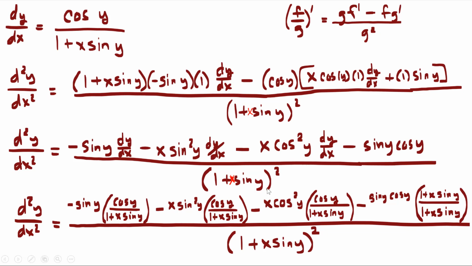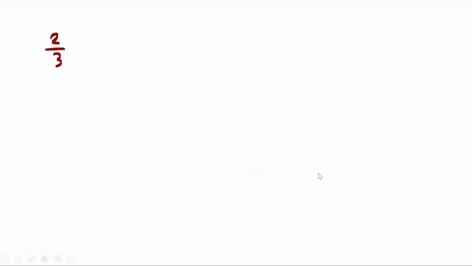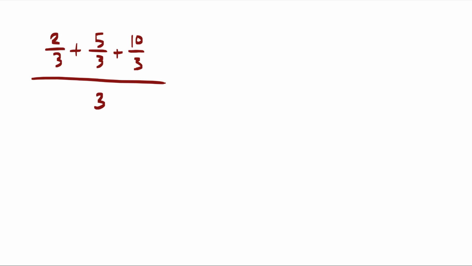Real quick, I want to show you why we do that and why it's helpful, because if you just stuck with 3 of them, you'd be going for another 10 minutes on this problem. So let me show you a quick example from algebra. Let's say you had 2/3 plus 5/3 plus 10/3, all over 3. Don't need to write this down. Notice you have the same exact denominator here as down here. If we add up the fractions on top, 2 plus 5 plus 10 is 17.